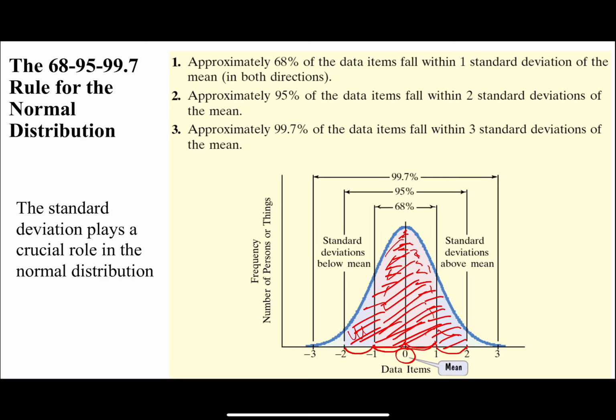Now, 99.7. If I go three standard deviations to the right and three standard deviations to the left from the mean value, look at that area, almost 99.7% of the data items fall in that area. So I can use this rule to answer some questions.